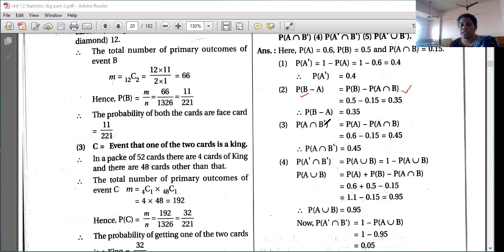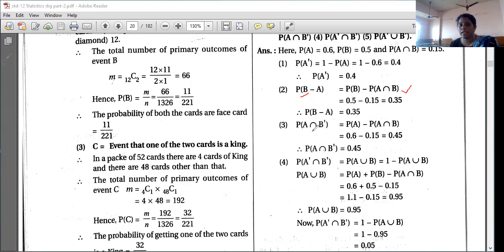See here B dash, the dash is given on B, but here we have taken P of A. Always remember that also. Okay, if it were B minus A or A minus B, we take the first letter first. If B minus A, then P of B minus P of A intersection B, and P of A minus B, then P of A minus P of A intersection B, like this we are doing.